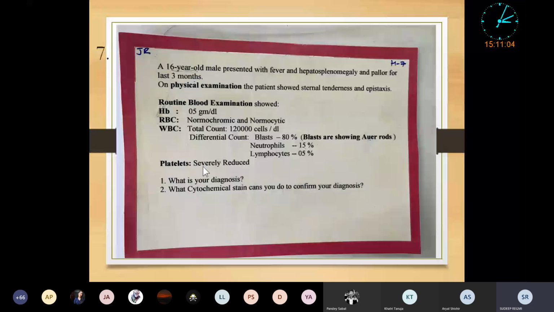Okay. Now, what are the cytochemical stains that we can do to confirm the diagnosis? Myeloperoxidase and PAS, periodic acid Schiff stain. So you told that this is an AML, right? Yes, sir. So if it is an AML with Auer rods, then which of the cytochemical stains will be positive in this case? So myeloperoxidase will be positive and PAS will be negative. Very good. Thank you.